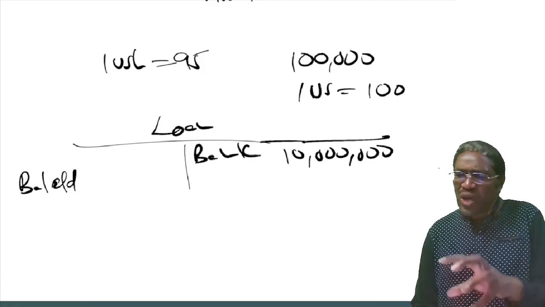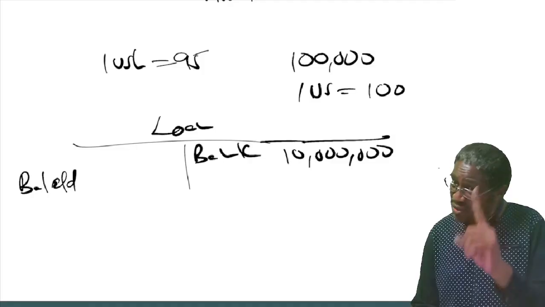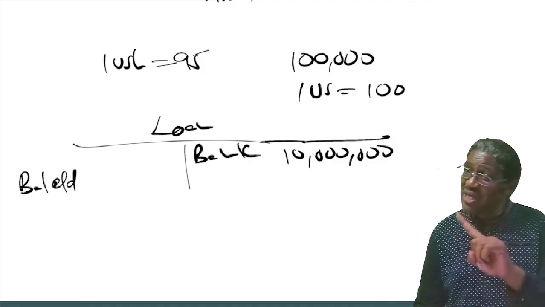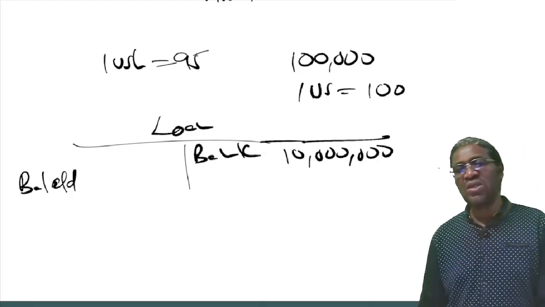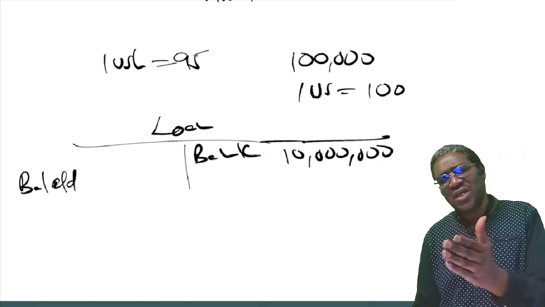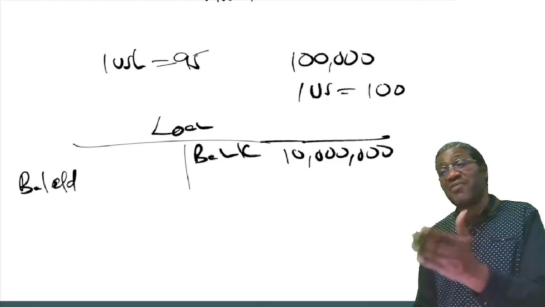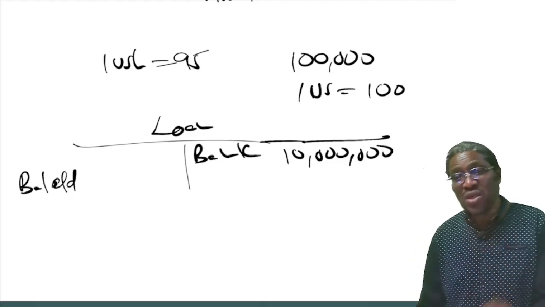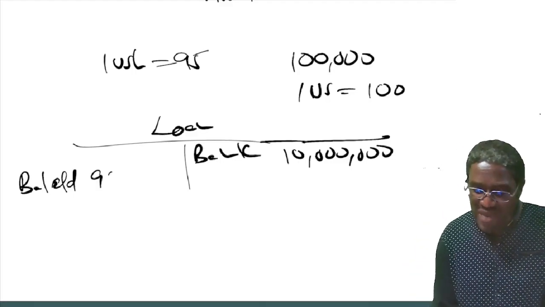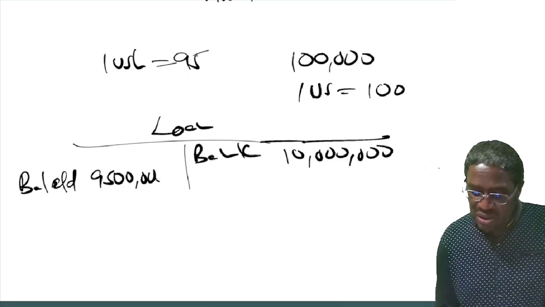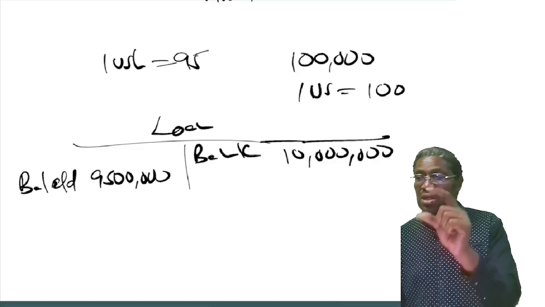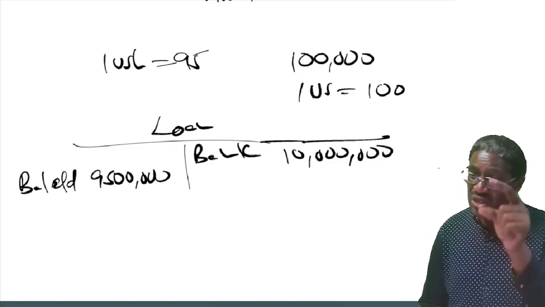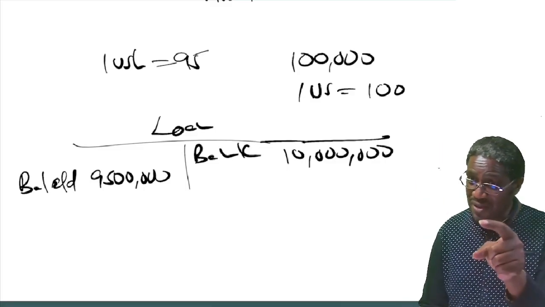So you are going to carry down a loan of $100,000, but you're not going to carry it down in dollars. You're going to carry it down in shillings. Therefore, if at the end of the year the dollar is equivalent to 95 Kenya shillings, then you will need 9.5 million shillings to raise your $100,000. Are you there? Good.